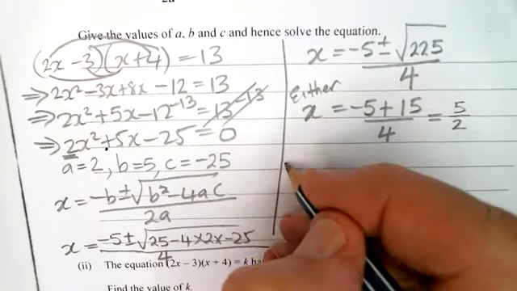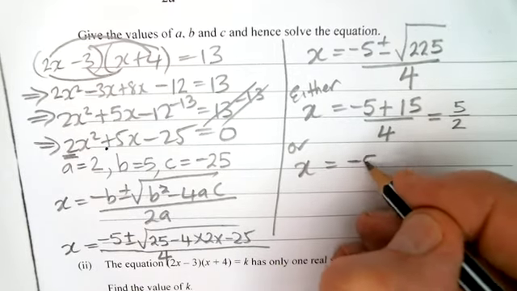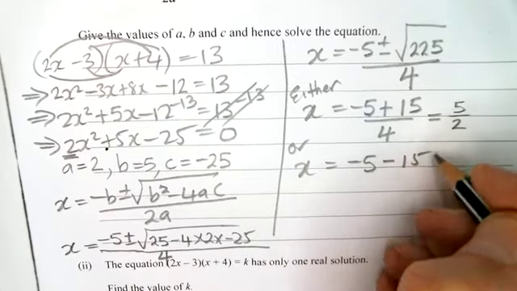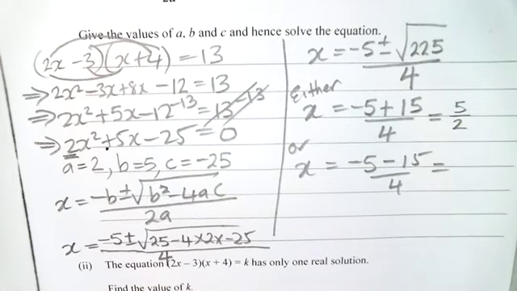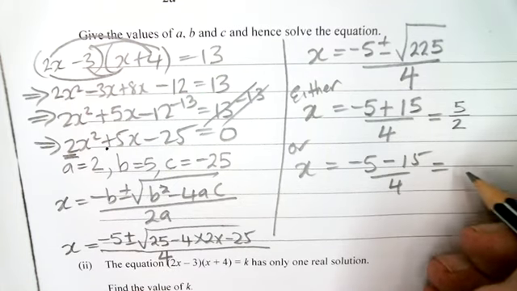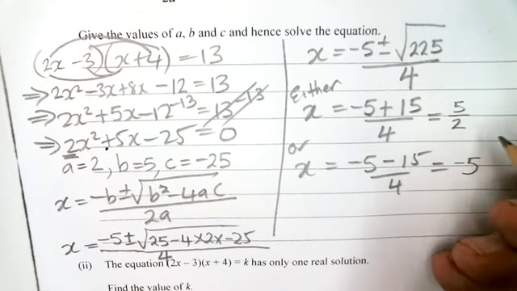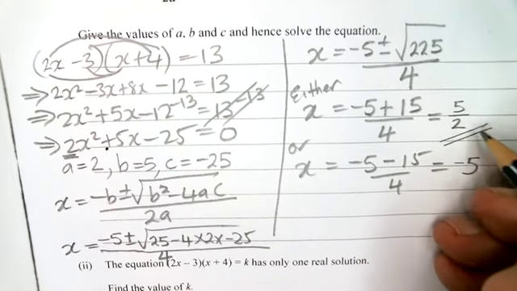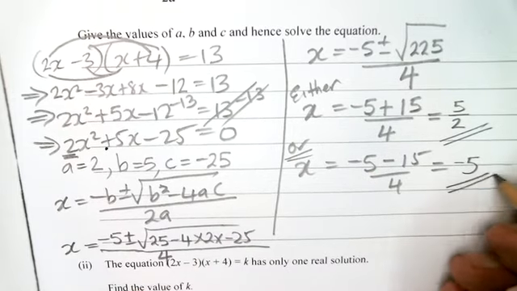Or x is equal to negative 5 minus 15 on 4, which is equal to negative 20 on 4. So we're going to have negative 20 on 4, which is going to equal negative 5. So these are my two answers. So x is equal to 5 on 2, or x is equal to negative 5.